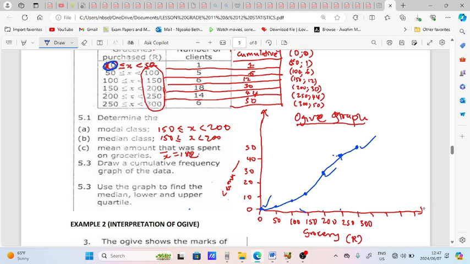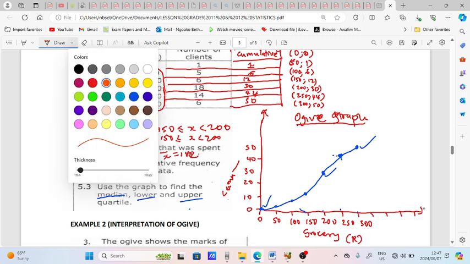Now, here they say use the graph to find the median, lower, and upper quartiles. This is what they like. In fact, they are saying use this graph to do what? To do the box and whisker. Again, use this graph to do box and whisker. And let's go and do it.